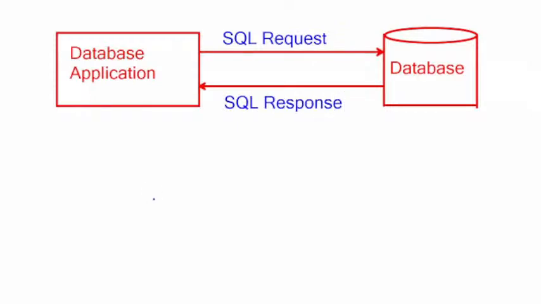Okay. See, this application, we can call it the front end. This is called the front end. This database is called the back end. Here it is called the client. It is called the server. Write this diagram.